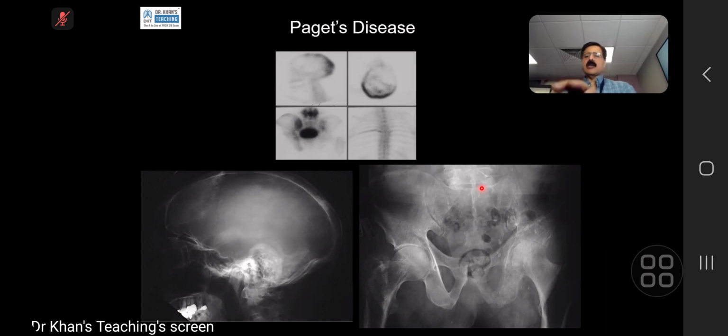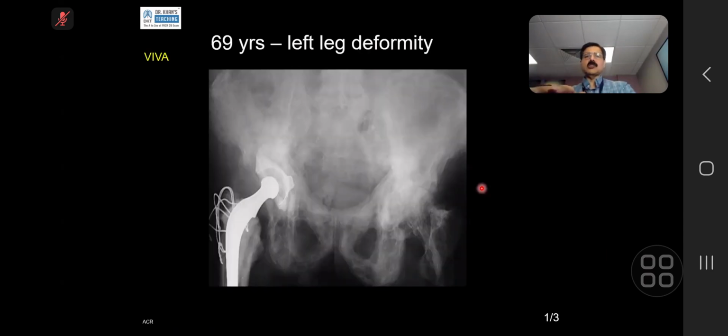Fibrous dysplasia will be young age. This, of course, will be old age. I just wanted to show you a Paget's. Now we are covering Paget's, which is the last thing for today. But I just wanted to develop your eyes on this appearance, because in the UK, Paget's disease is not very uncommon. But in some parts of the world, you won't see so much Paget's.